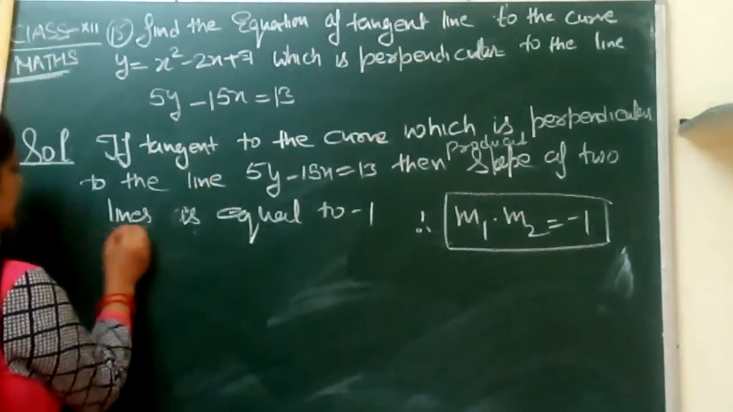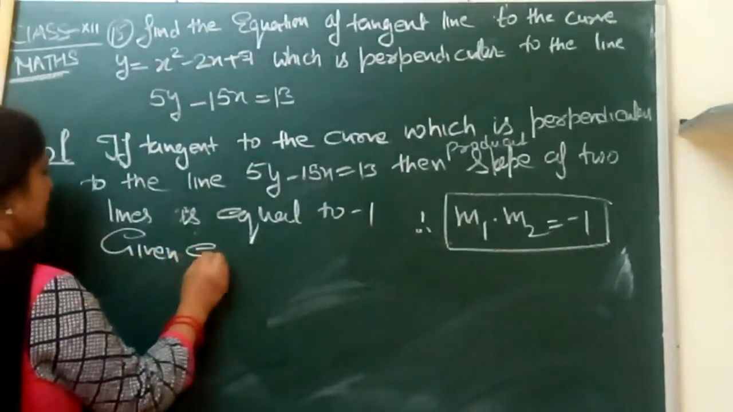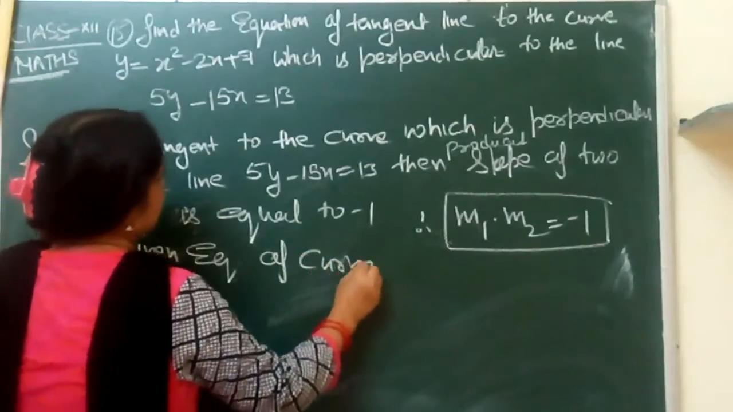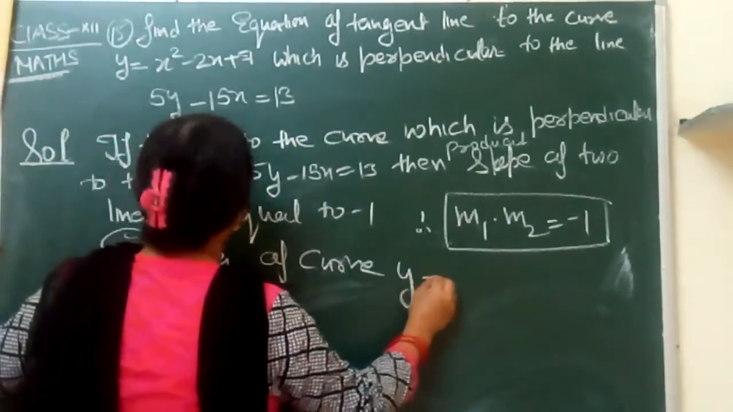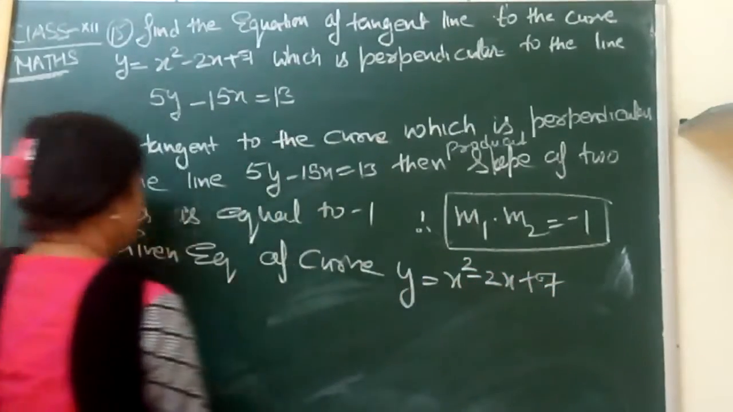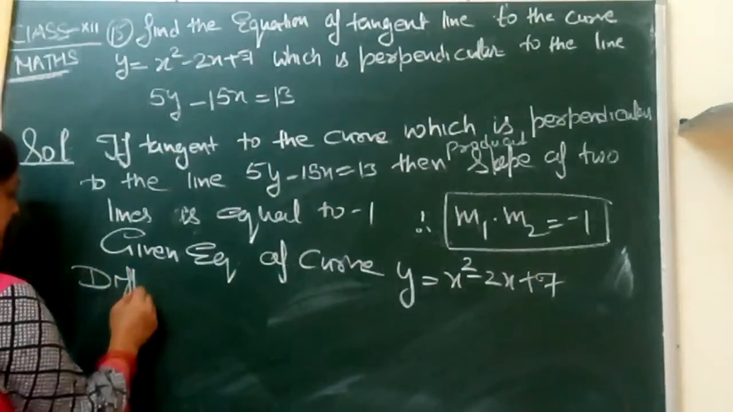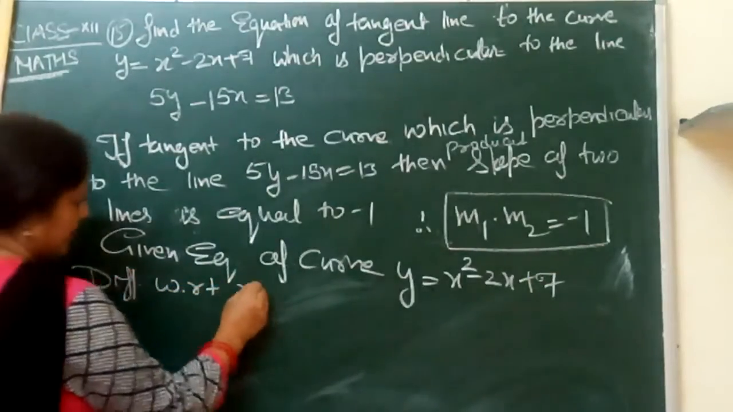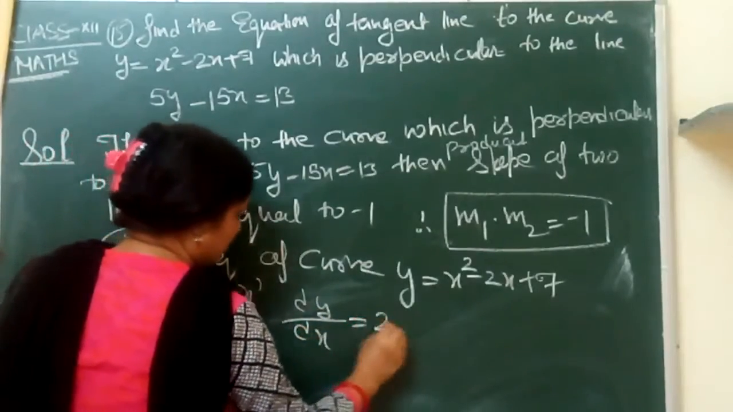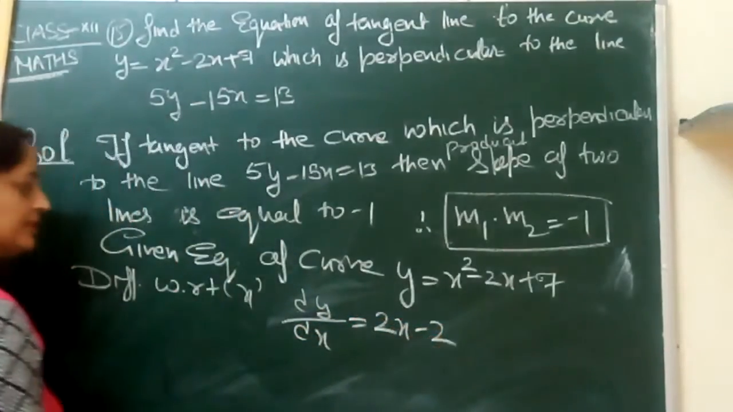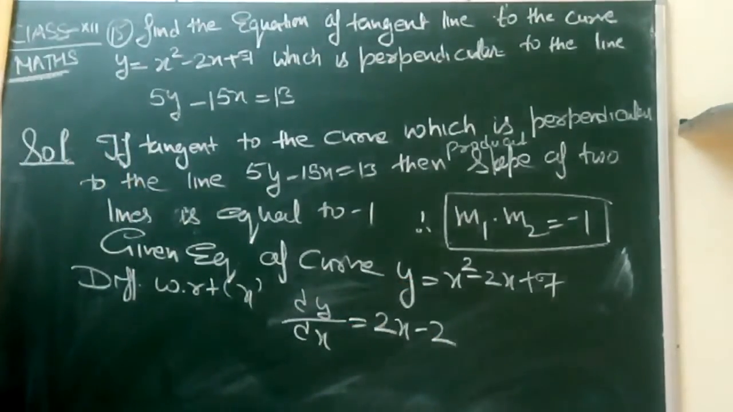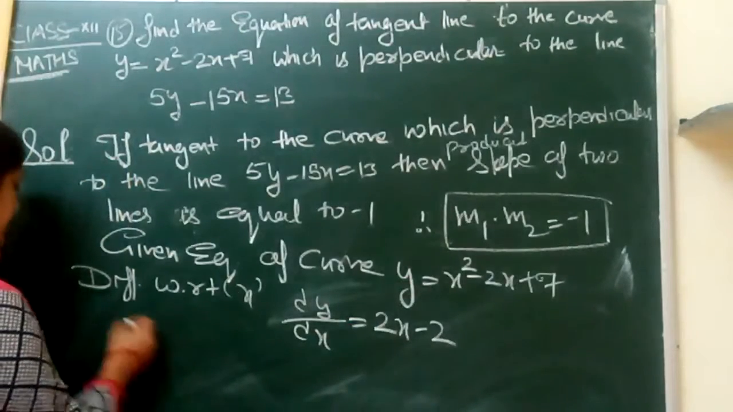So first of all, the given equation of the curve is y = x² - 2x + 7. Differentiating with respect to x, dy/dx = 2x - 2. This is the slope of this tangent. Now we will find the slope of the line.